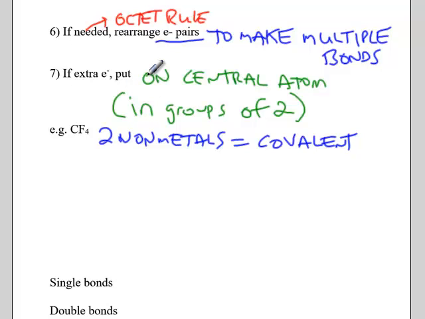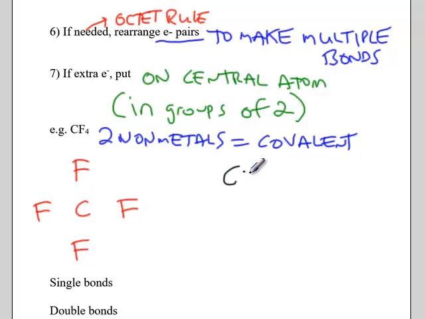Step number 1, figure out the skeleton arrangement. The most symmetrical way to arrange these atoms would have the carbon in the center and the fluorines on the outside. Then we want to count valence electrons.